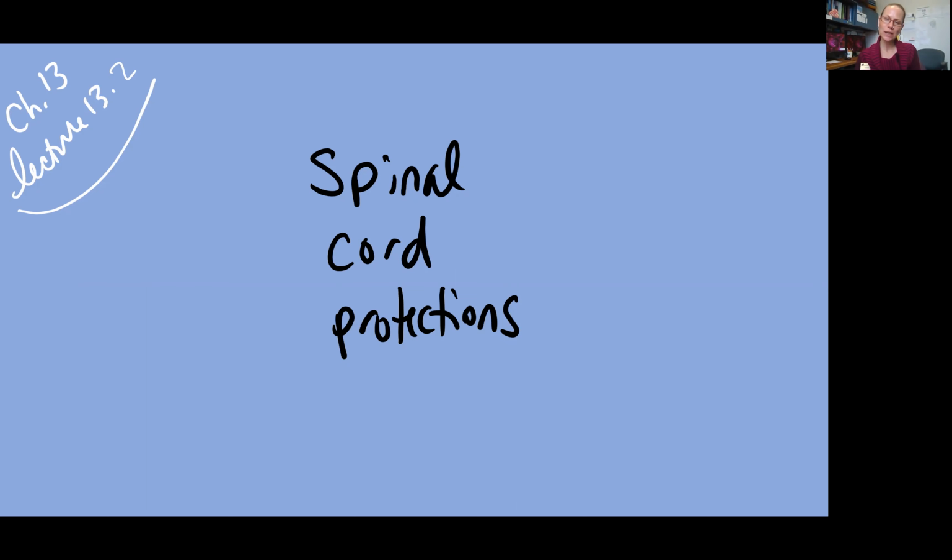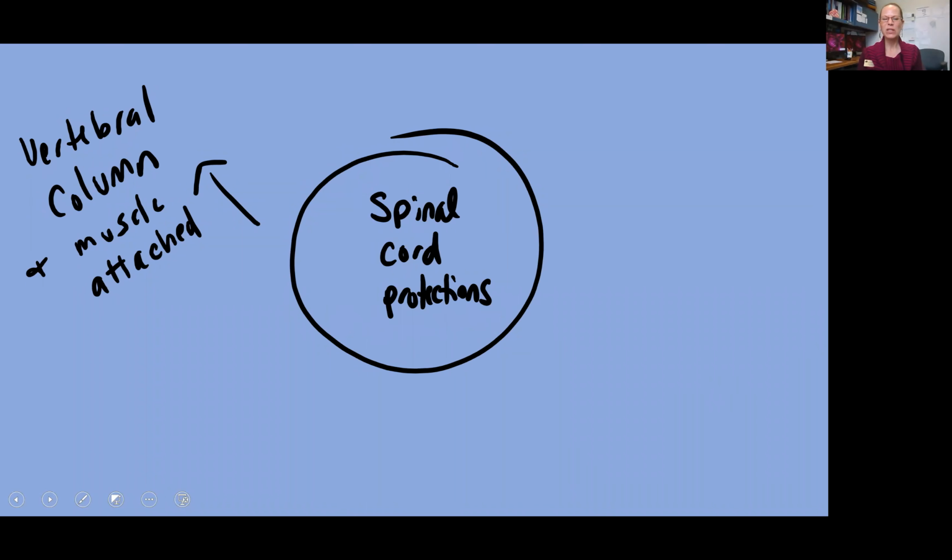Our topic here is looking at those structures that are important in protecting that spinal cord. So let's get started. The first, and probably most obvious for us, is that the spinal cord is housed inside the vertebral foramen. And so you have the bone of the vertebral column on the outside, helping to make a very effective wall or barrier of protection. But you also have a lot of important muscle that's attached to that bone, which is also going to be important in helping to protect the spinal cord.